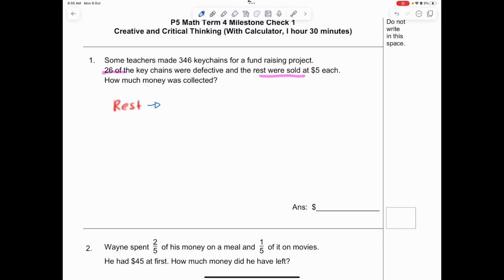So the rest in this case will be 346. Subtract away your defective, which is 26. And your answer is 320. So then after that, each of these 320 was sold for $5 each. So therefore your answer is 1600.